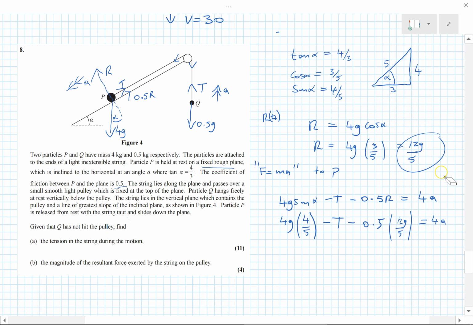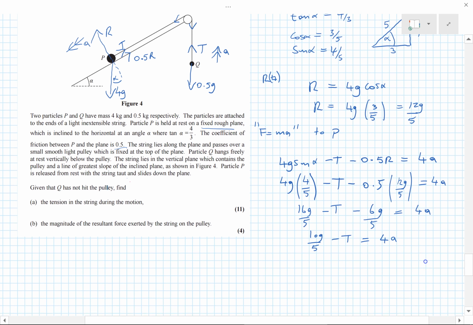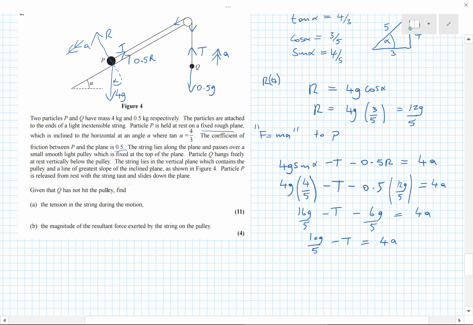So I'm going to do a bit more work on this and tidy up first. So that's going to be 16g over 5 minus T minus 6g over 5 is equal to 4a. So that gives me 10g over 5 minus T equals 4a. Just means I'm going to be able to work with it easier in the next part of the question.